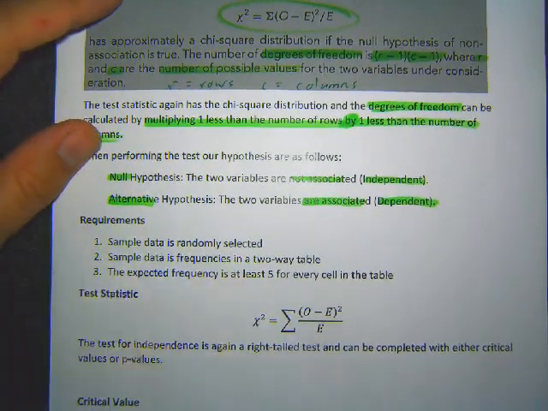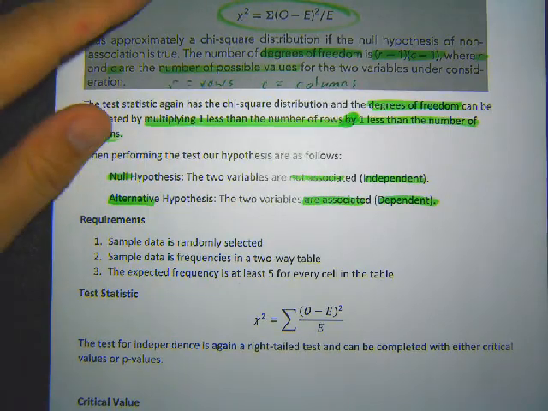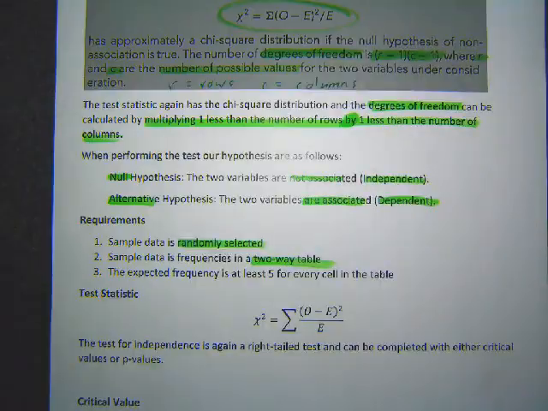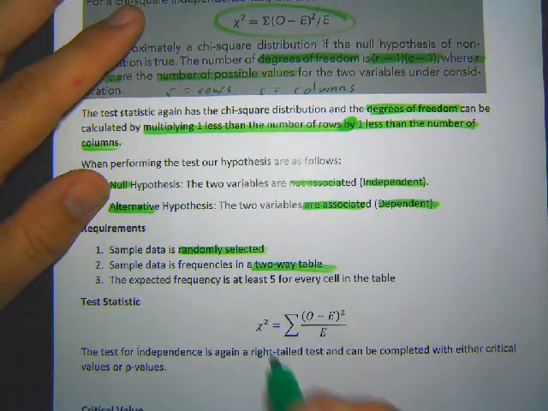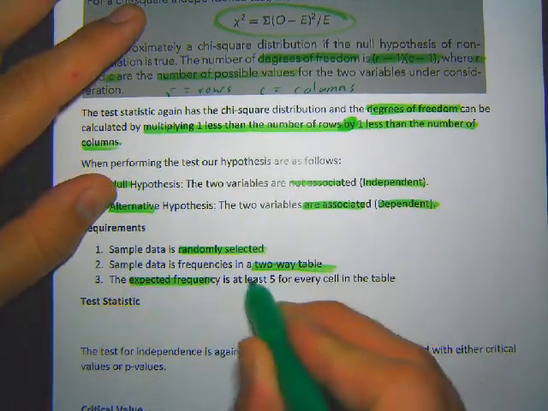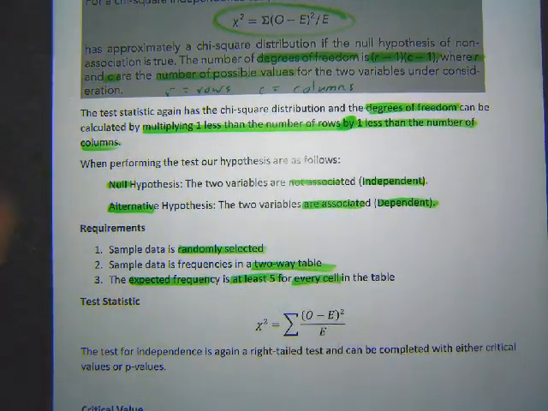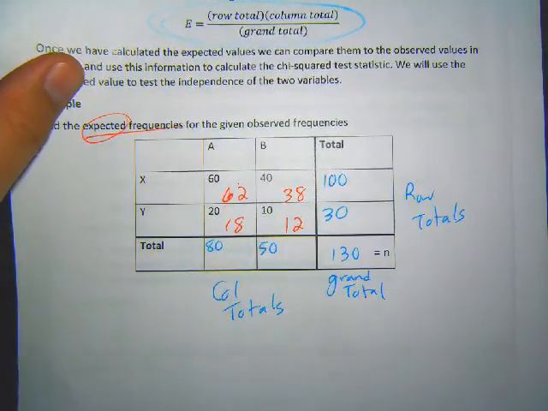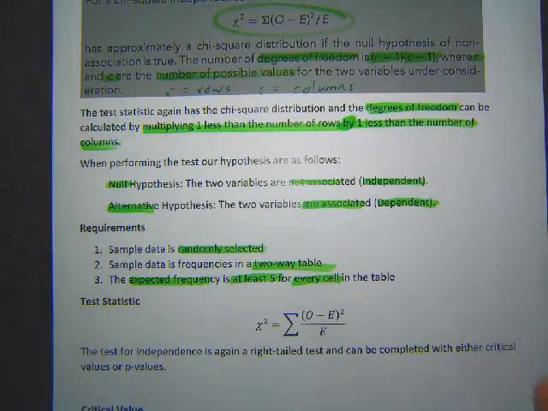There are requirements for this, typical requirements we've seen. Data has to be random. You have to have data in a two-way table. That's what they call that chart that they got. So it's going to be given like this. They should have data in a two-way table. And then the expected frequency should always be at least 5 for every cell. So when you do your red numbers like I did here and find the expected values, if any of those are less than 5, then you have to go back and try again. Use a bigger sample size, basically.